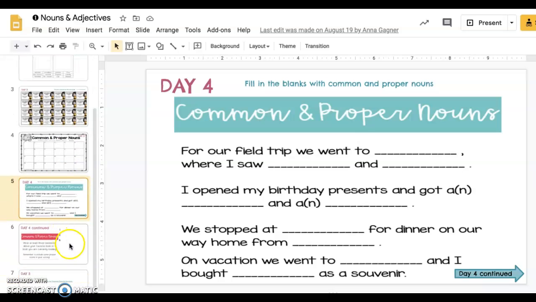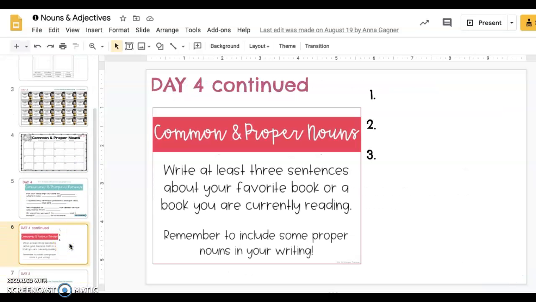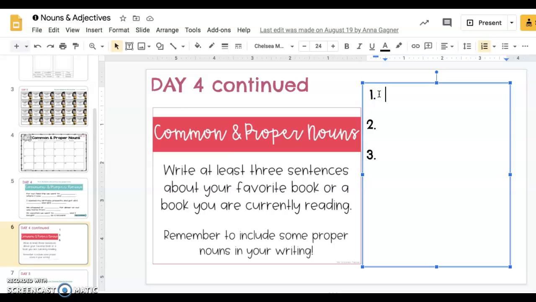And then for day 4, you have a little bit of a continuation, one more slide. But then you're going to write 3 sentences about your favorite book or a book that you're currently reading, and remember to include some of those proper nouns in your writing. So you'd go ahead and write a sentence here. Maybe you would write, I am currently reading the book, The One and Only Ivan. Now, Ivan would be a proper noun, wouldn't it? Because it'd be the name of a person. So you'd go ahead and write 3 sentences. And that would be on Thursday.